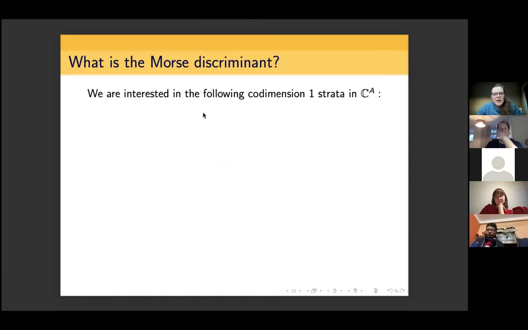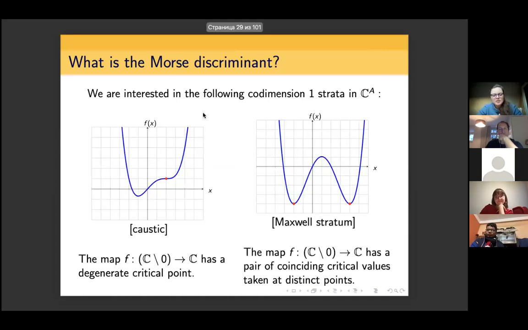Now I can pass to the problem that I've been working on within my PhD project, and I was studying the so-called Morse discriminant. Let me tell you what it is. So again, we are in the setting when we have some fixed set A.